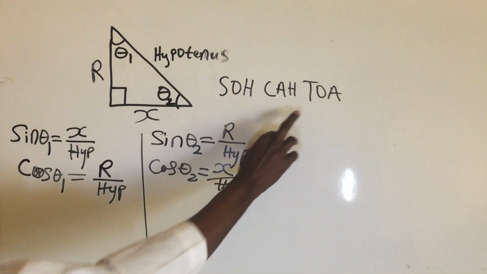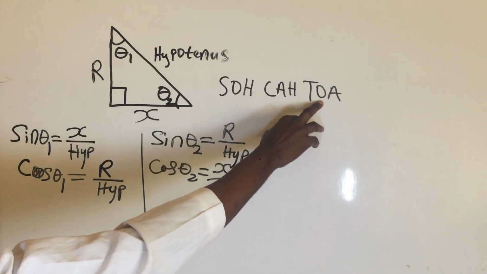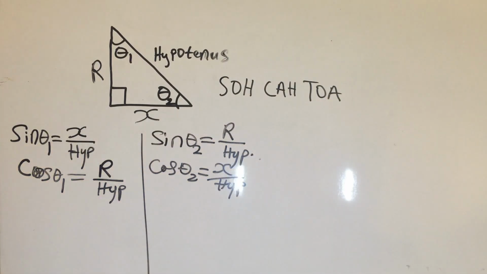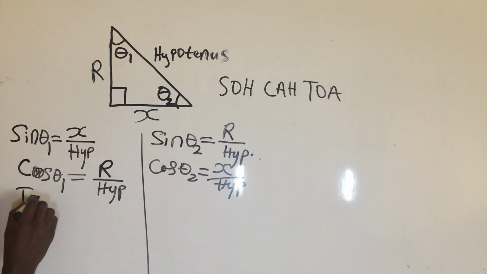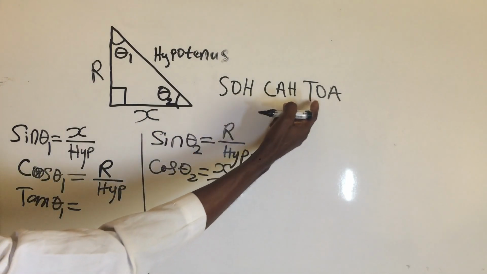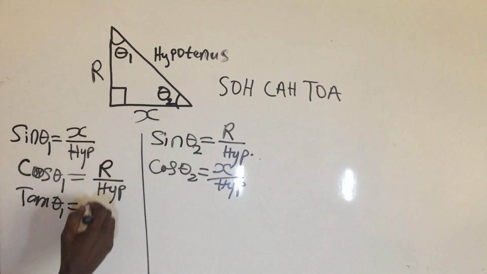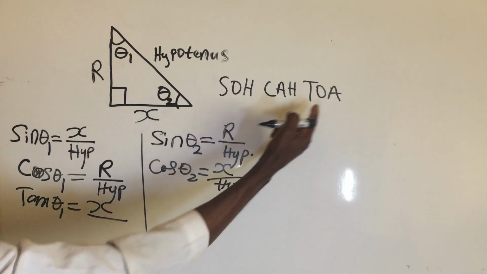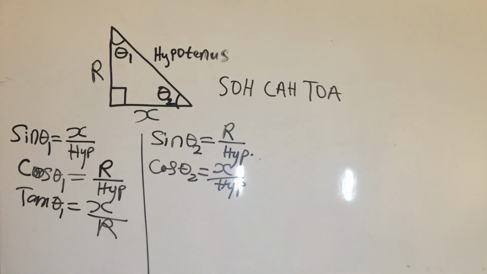Now let us move to tan. Tan of any angle equals opposite all over adjacent. Now if I'm referring to angle theta 1, tan theta 1 will be equal to opposite, which is X, all over adjacent, which is R.